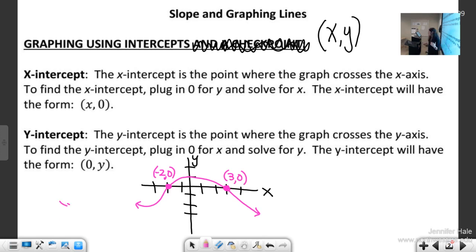So in both x-intercepts, what's the y-coordinate? 0, okay? And that's always going to happen. At any point across this x-axis, the y-coordinate is 0, all right?